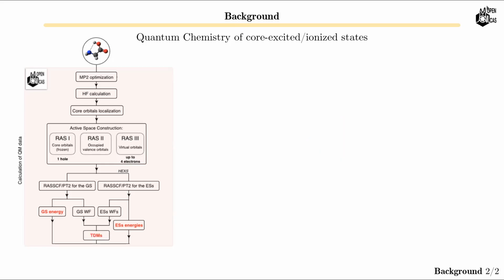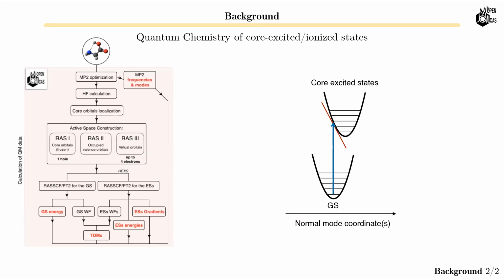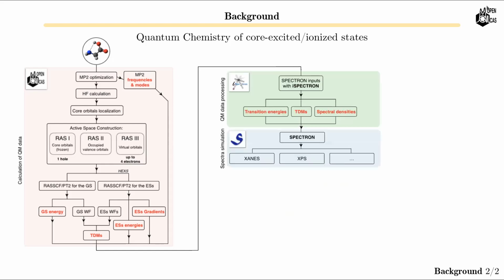Then with RASSI, we can compute transition probabilities between our ground state and our core-excited states. We can also, if we want, and I will talk a bit about it, compute the vibronic coupling between the transition and the intramolecular vibrations. This might be important for a quantitative description of our line shapes. We send all of this information through an interface that we developed, and at the end we compute the spectra.